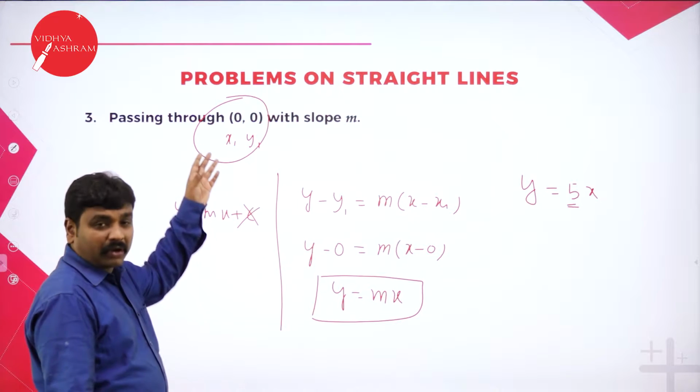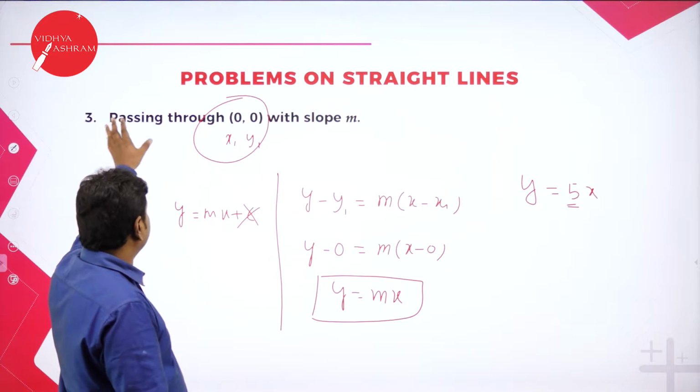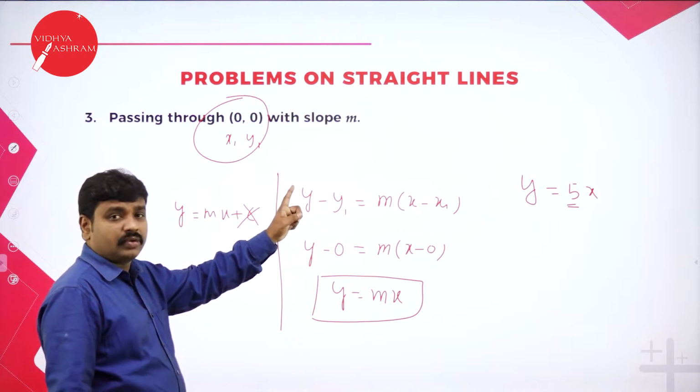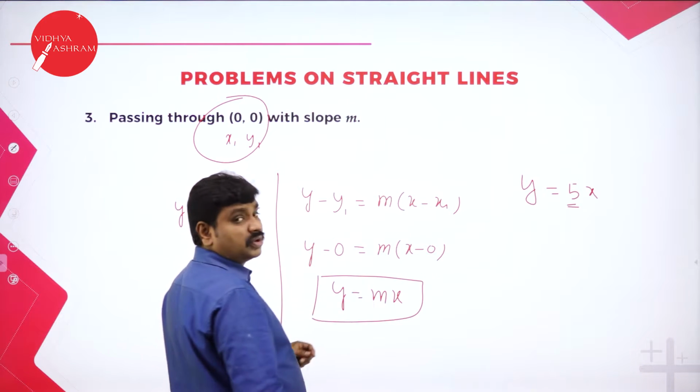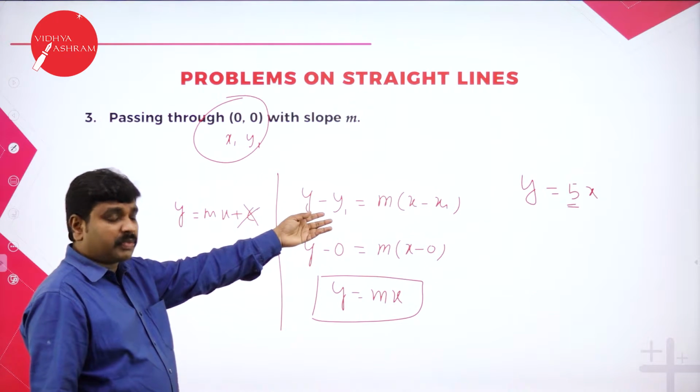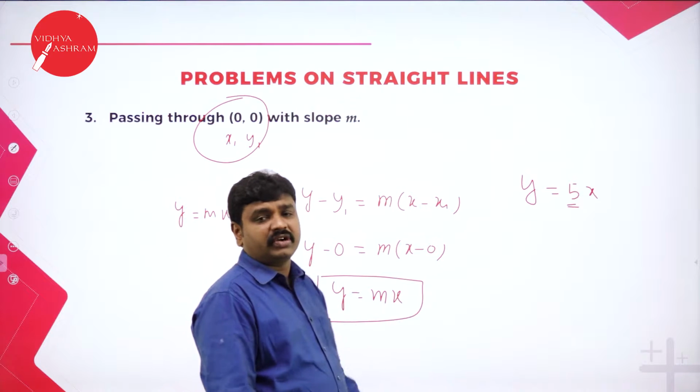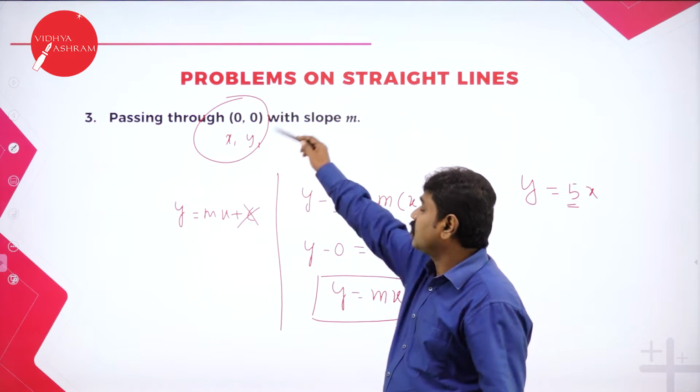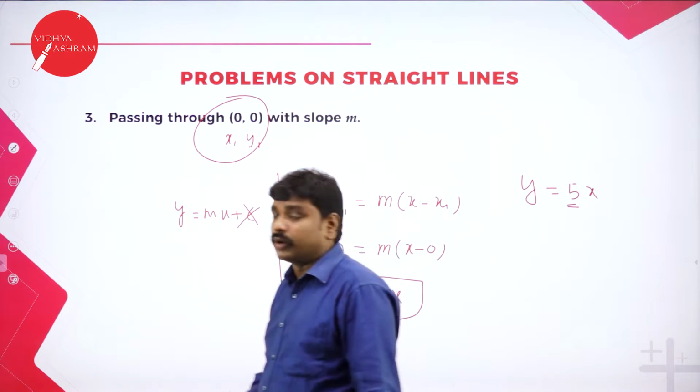Okay, fine. So the problem was plain and simple. They wanted to find the equation of line. Line is passing through 0, 0. So in the place of x1, y1, put 0, 0. Slope is m. So in the place of m, you put m and rearrange, you will get y is equal to mx. That is the equation of line passing through what? 0, 0. What is meant by 0, 0?